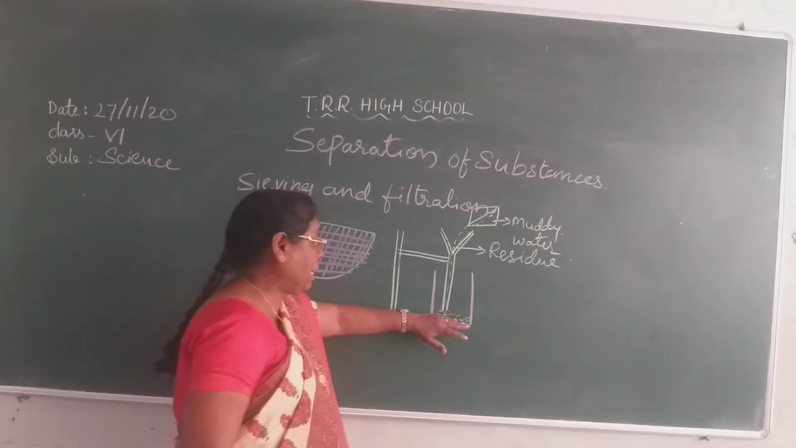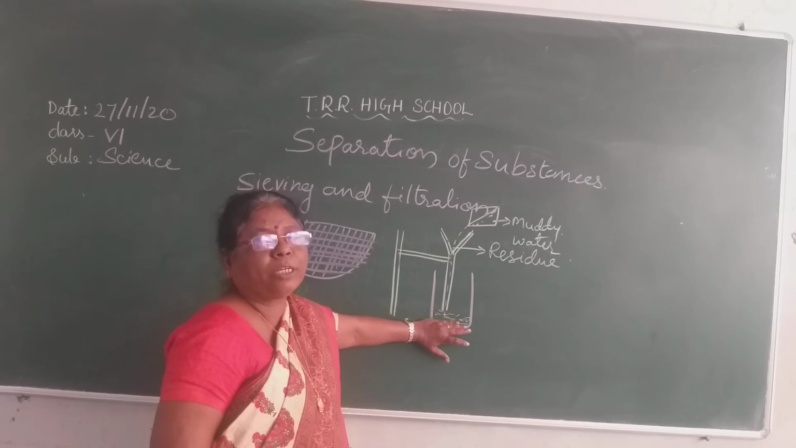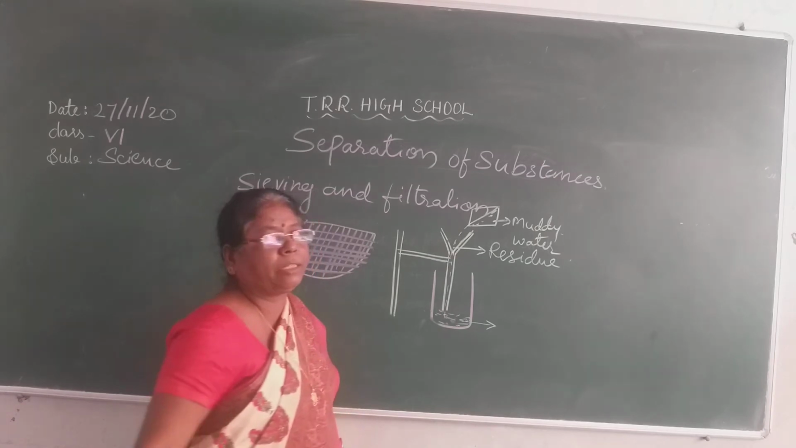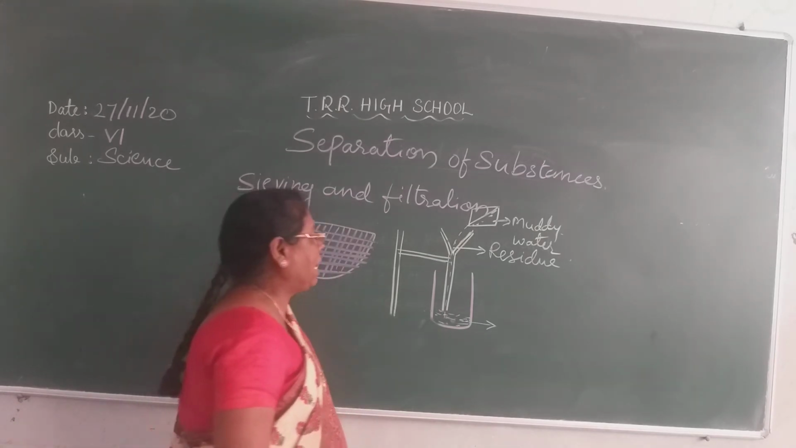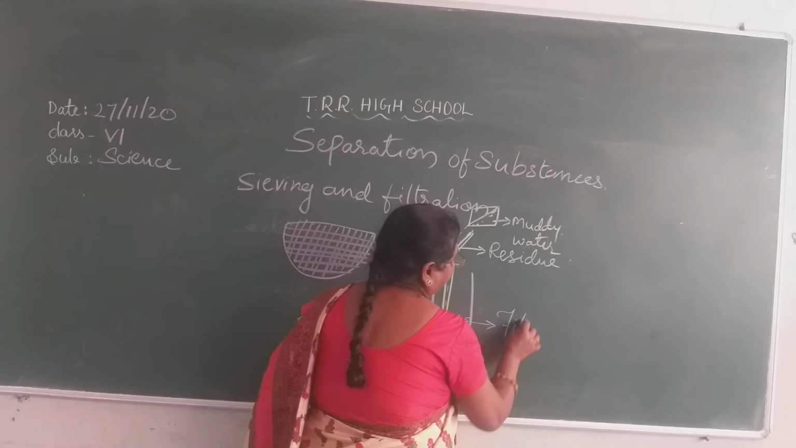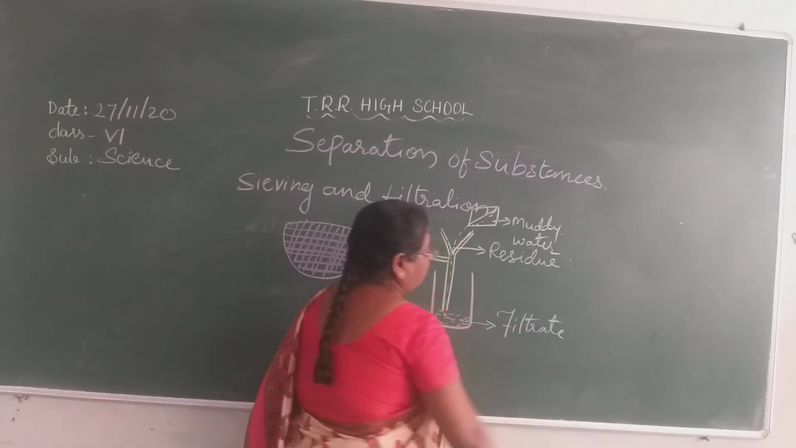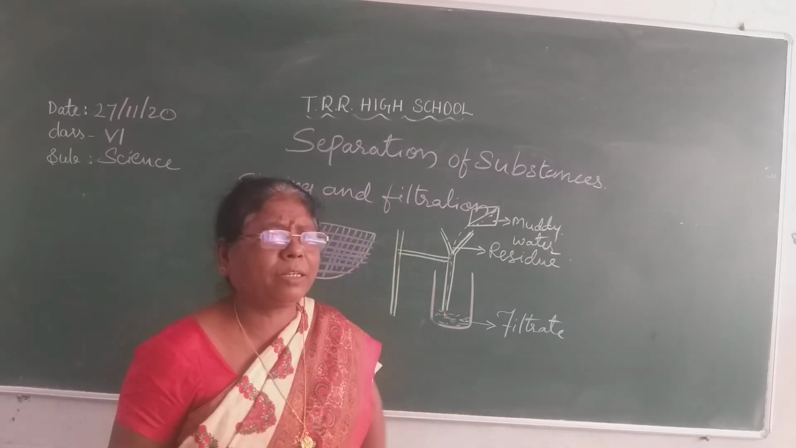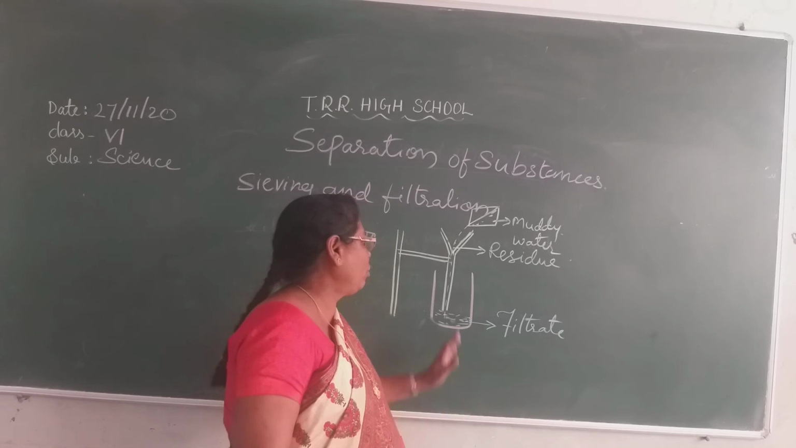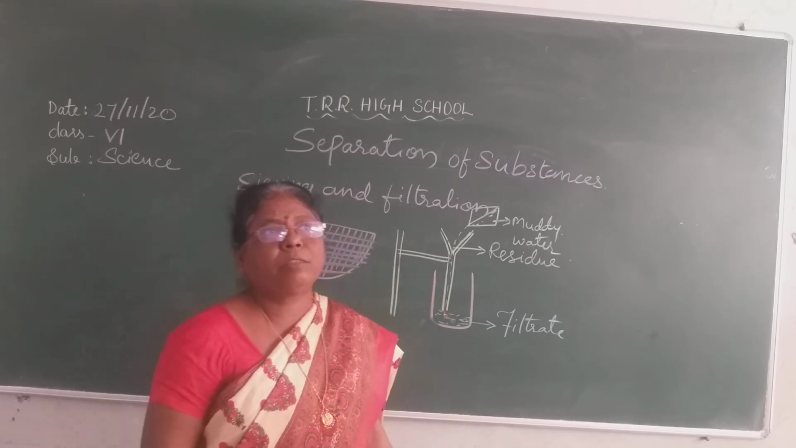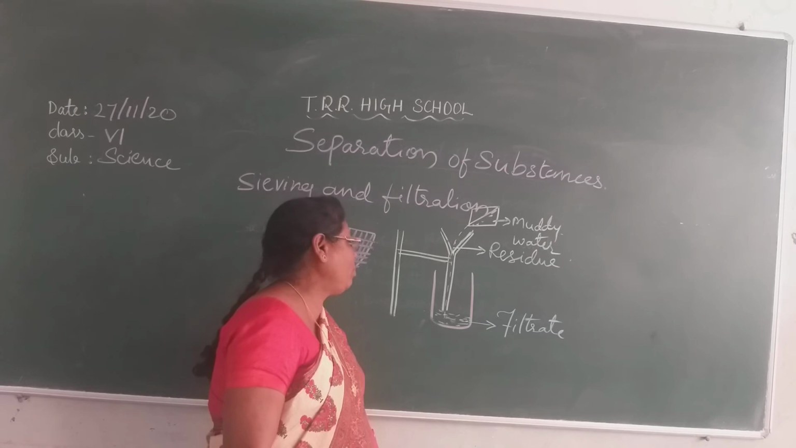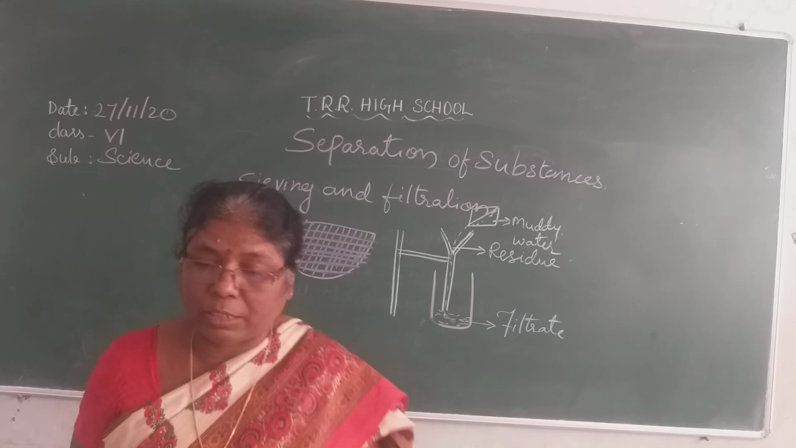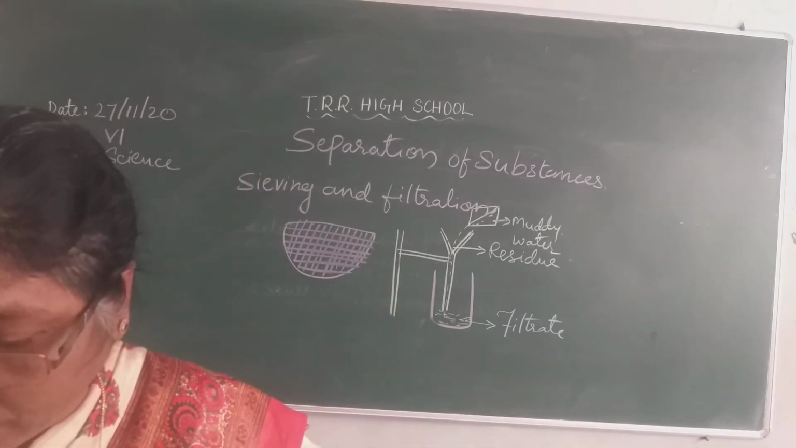Now what are you getting here? Clean water. You are getting clean water in the beaker. This water which you get after filtration in the beaker is called filtrate. Especially in rainy season we get muddy water. So this is the method of filtration. The undissolved, fine substances will be separated by using a method called the filtration method.